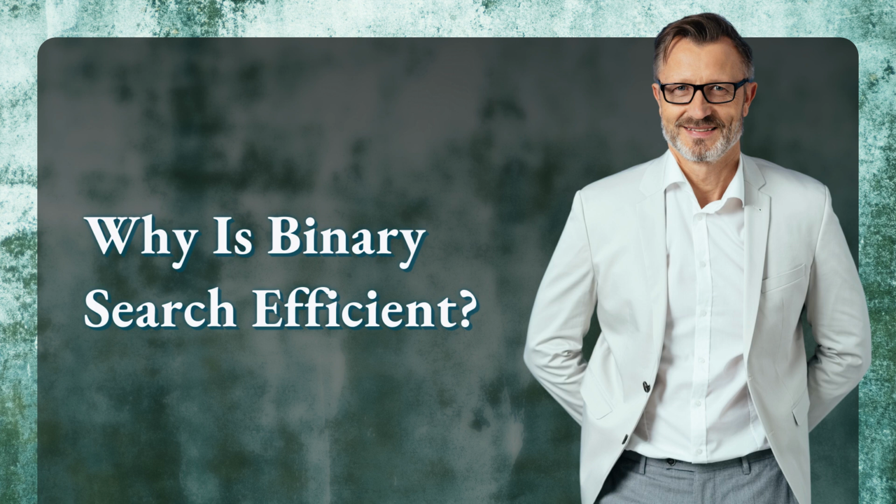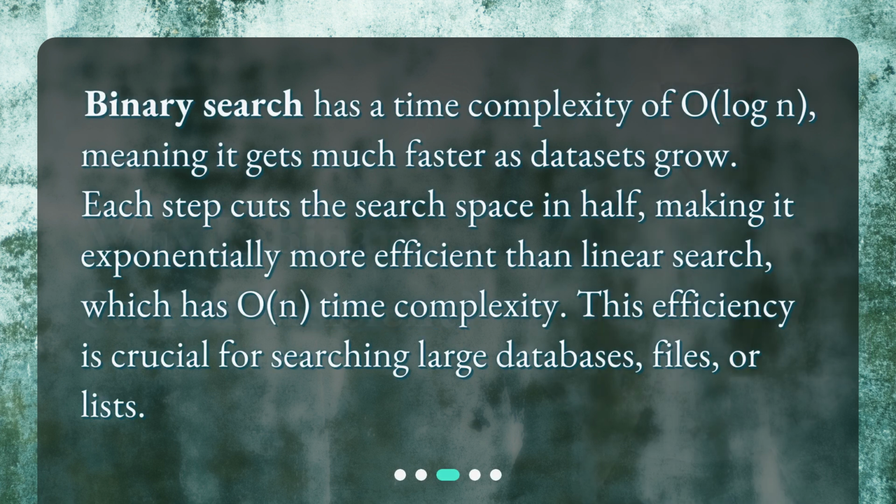Why is binary search efficient? A binary search has a time complexity of O(log n), meaning it gets much faster as datasets grow. Each step cuts the search space in half, making it exponentially more efficient than linear search, which has O(n) time complexity. This efficiency is crucial for searching large databases, files, or lists.